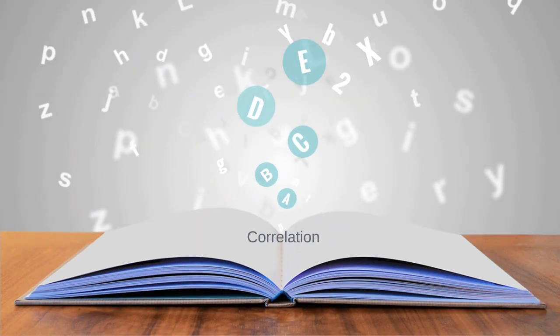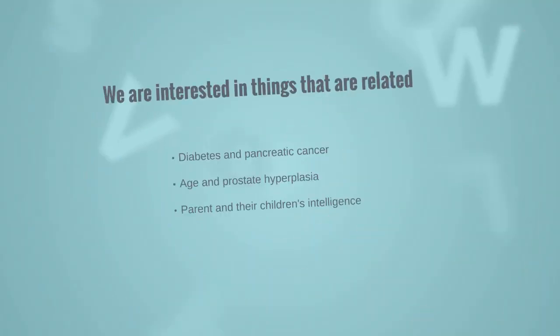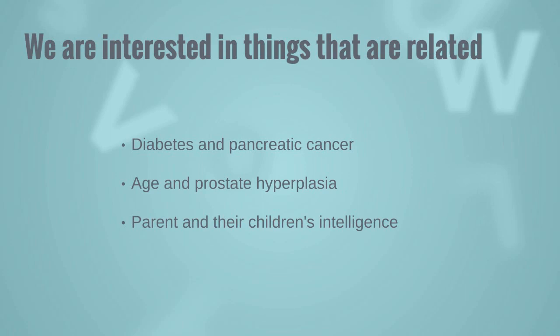about correlation. We know some things are related. We also know that some things are not related. Researchers tend to be interested in those things that are related. For example, in medical science, there is a complex and modest relationship between diabetes and certain types of pancreatic cancer. Again, in medical science, there's a relationship between increased age and benign prostate cancer. In psychology, there's a relationship between parents and their children's intelligence scores.